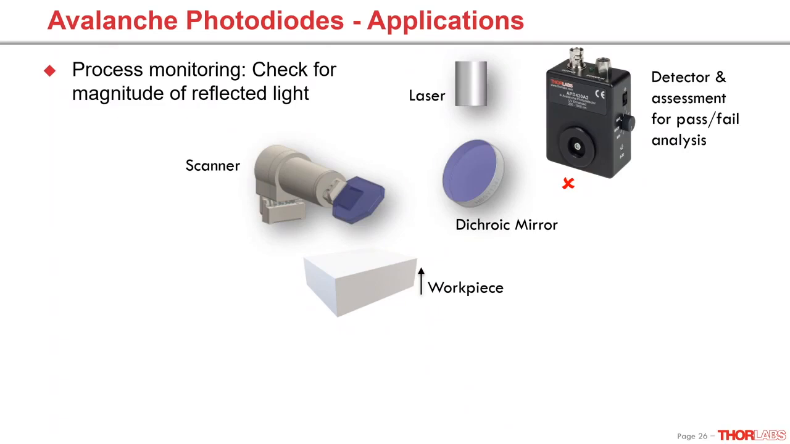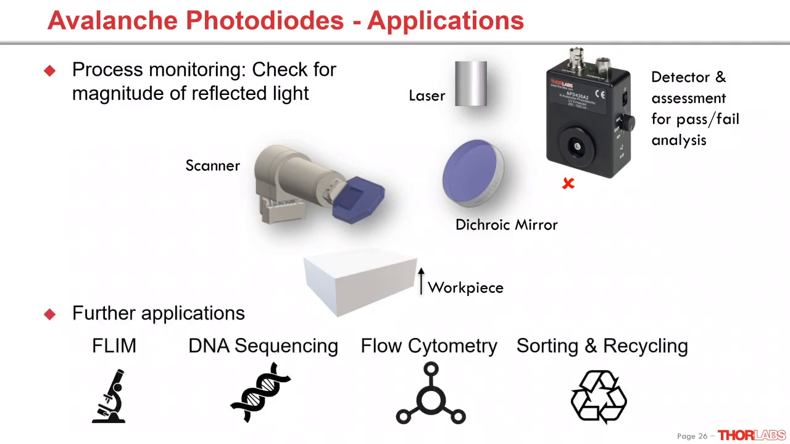APD detectors can be used in many applications where high speed and high gain is necessary. To name some examples: fluorescent imaging, DNA sequencing, flow cytometry, and general sorting and recycling. You always measure some reflected light or some light going through a sample.